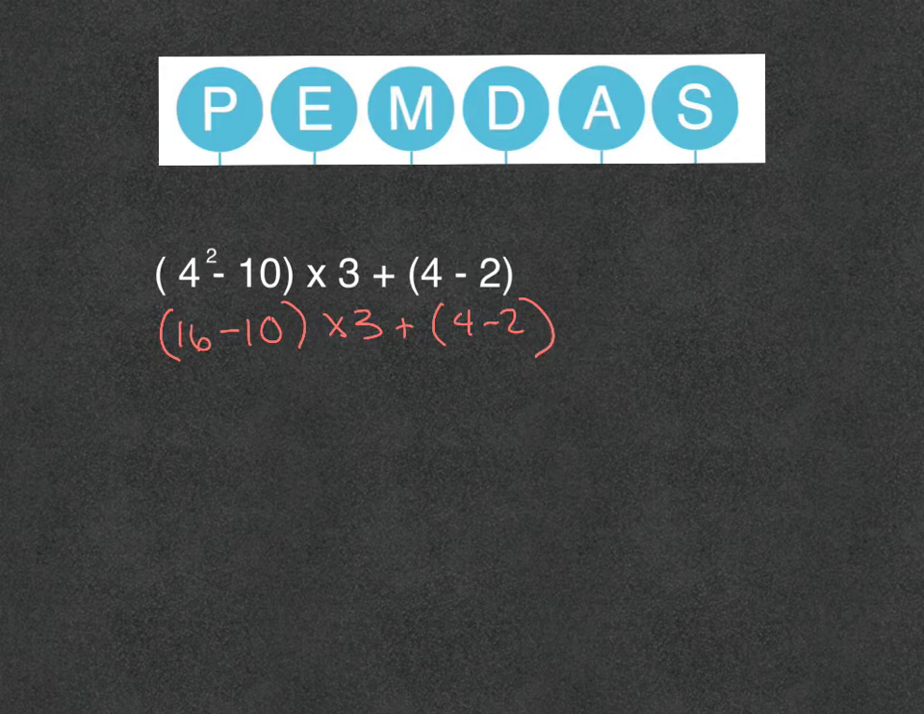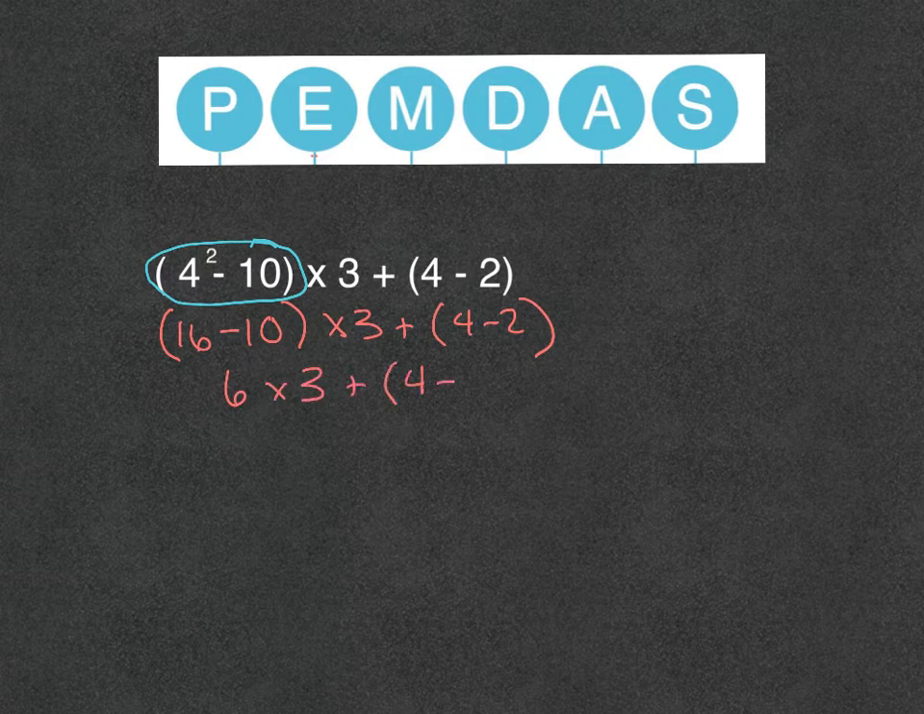And I realize that seems weird that we did the exponents, but they were inside that parentheses. So we had to treat this whole area in here as its own little problem. So inside there weren't any parentheses, and then we were on to exponent. There weren't any multiplication division, so now we're doing addition subtraction. 16 minus 10 is 6 times 3 plus parentheses 4 minus 2, end parentheses. Then we're going to continue simplifying these parentheses. 6 times 3 plus 4 minus 2 is 2.